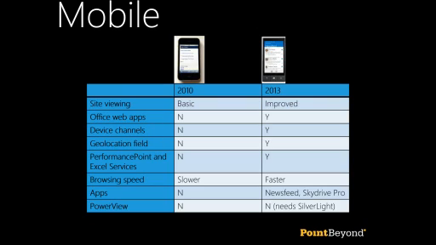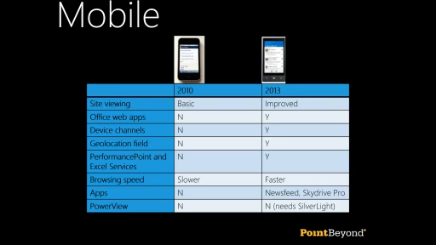We've got support for device channels, so we can actually send different content that's formatted in a different way to different devices, so that if you're on a small handheld device, then you might see one thing, and if you're on a larger tablet, then you might see something different. We've got some nice additions like geolocation field, which you can use in mobile app development.